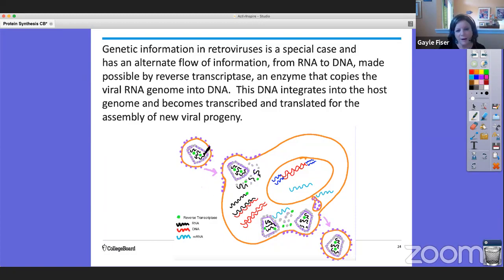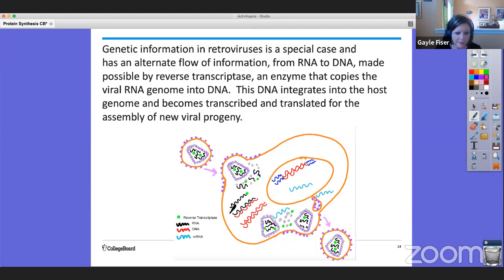So here we have our virus, and we see that the envelope plasma membrane will be fused with the plasma membrane of this cell, and then it's going to empty its contents. You could see that the virus has these protein capsids. The little black line is the RNA. The little green is going to represent our reverse transcriptase enzyme.